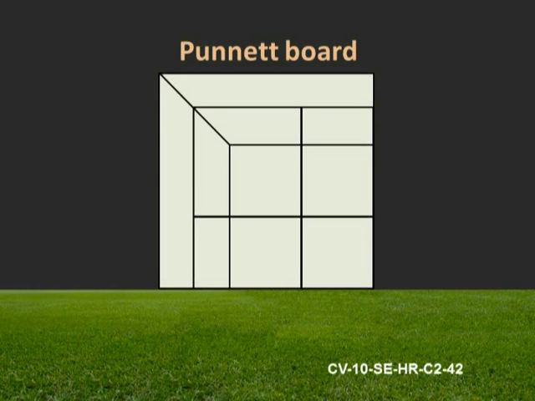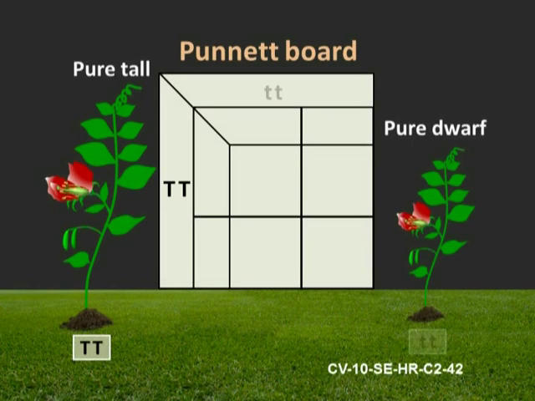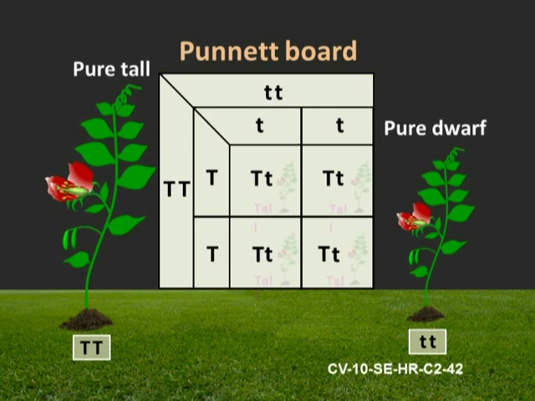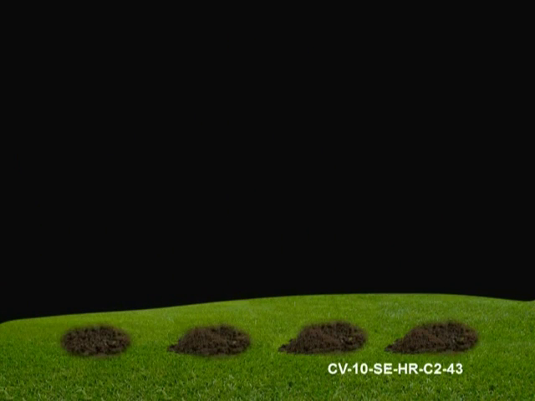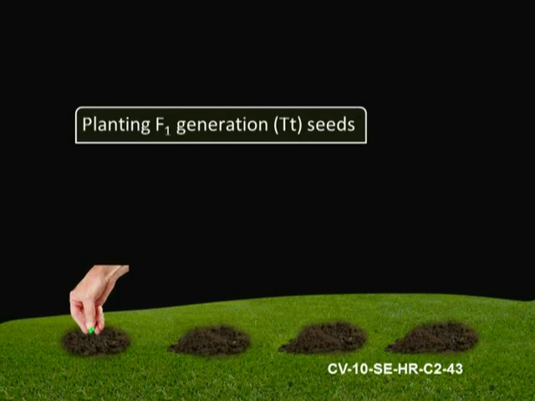For better understanding of the same concept, we use the Punnett square or checkerboard. After pollination, the seeds had factors, capital T's and small t's. In this generation, all plants were tall, that is, one capital T and one small t, and he called this F1 generation, that is, the first filial generation. In the next generation, he planted the F1 generation seeds.